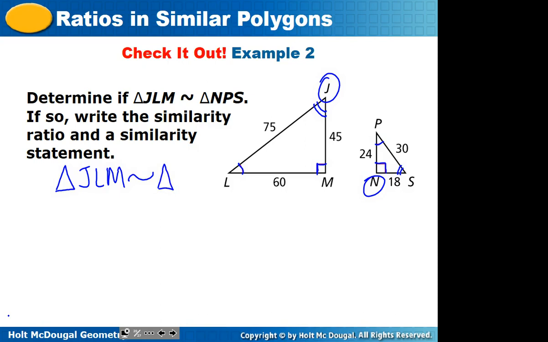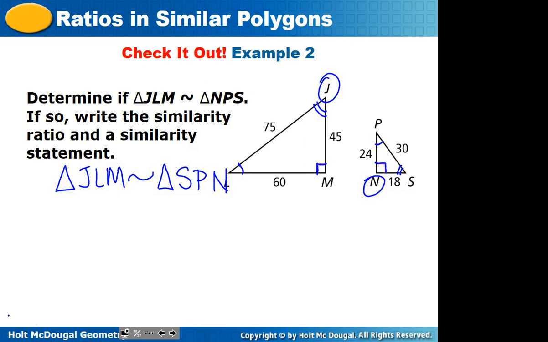J has two arcs. Over here, S has two arcs, so we're going to write S. And L has one arc, and over here on the right, P has one arc. And then M has a right angle, and N has a right angle. So that's what we're going to do first, is write the correct similarity statement. Then we're going to start comparing sides.